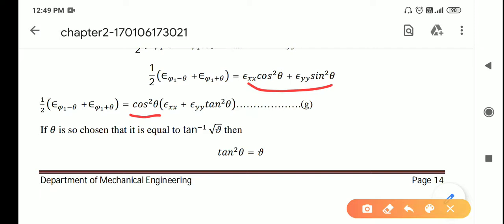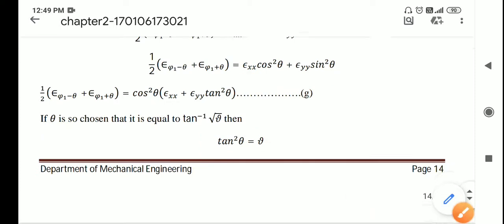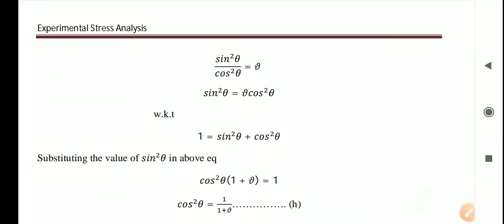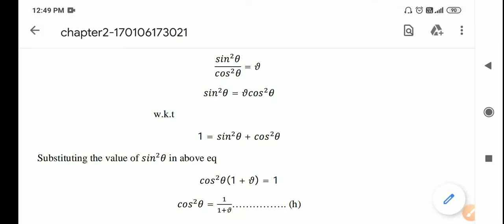Okay, if theta is so chosen that it is equal to tan inverse of root of nu, then tan square theta is equal to nu. These considerations you have to make in here. So if you substitute that tan square theta as nu in the above equation, or before that you have to simplify. Tan square theta is nothing but sin square theta by cos square theta, which is equal to nu. Sin square theta is equal to nu into cos square theta.